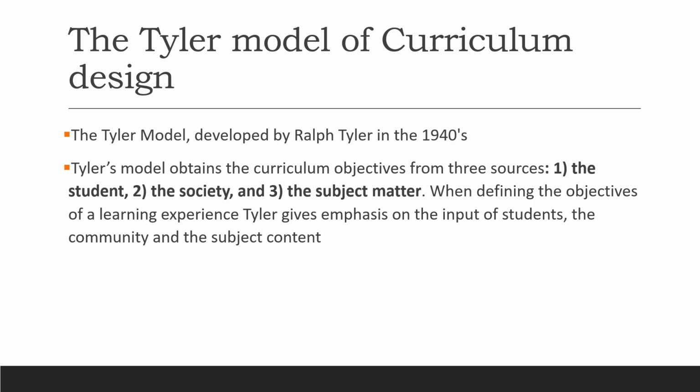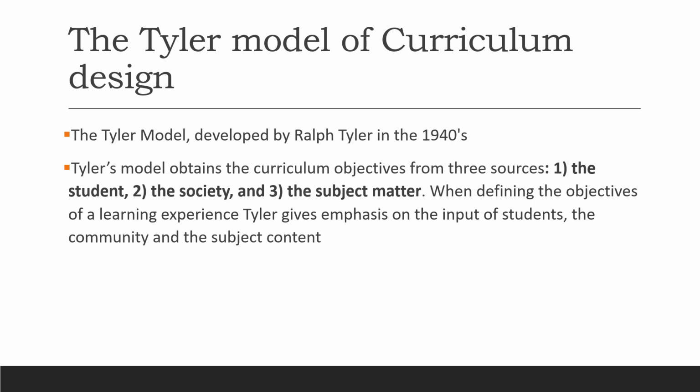Tyler's goal attainment model, or sometimes called the objective-centered model, is the basis for most common models in curriculum design, development, and evaluation. The Tyler model begins by defining the objectives of the learning experience. These objectives must have relevancy to the field of study and to the overall curriculum. So this model obtains the curriculum objectives from three sources. Number one is the student, number two is the society, and number three is the subject matter.